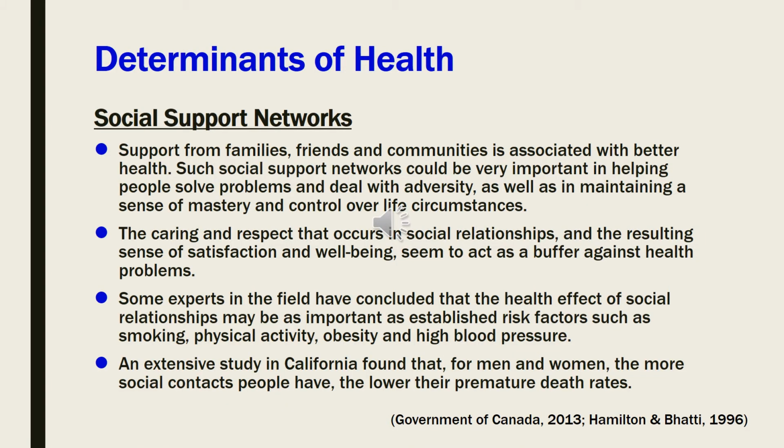Another important determinant of health is social support networks. Support from families, friends, and communities is important in helping people deal with difficult situations and maintaining a sense of mastery over life circumstances. Important to health is receiving informal support from perhaps peers, families, community members, formal support from professionals, different institutions or different agencies, as well as societal support in terms of attitudes, beliefs, and values.